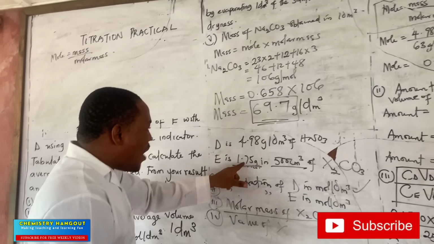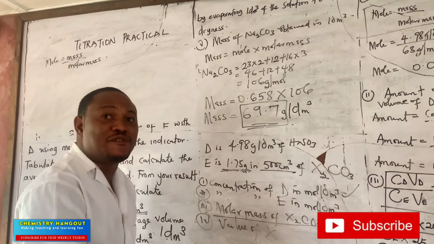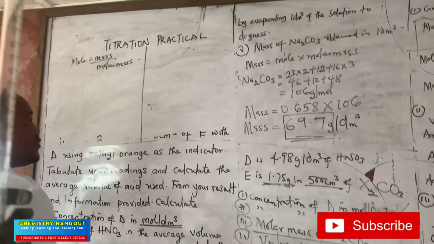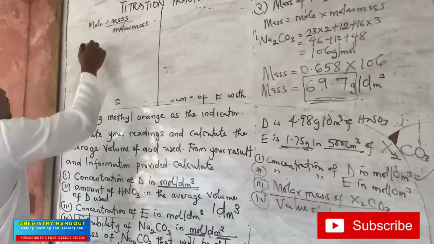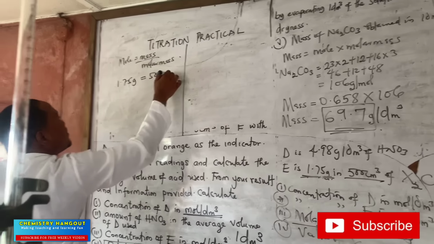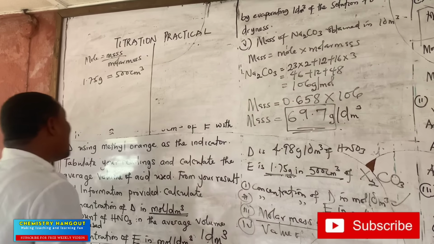So now look at this. 1.75 gram in 500. It could be 250, it could be 750. We need to still convert it back to 1000. So let's quickly do that first. We say 1.75 gram in 500 cm³. Don't forget, it could be 250, could be 750, could be 950. We are converting back to 1000.